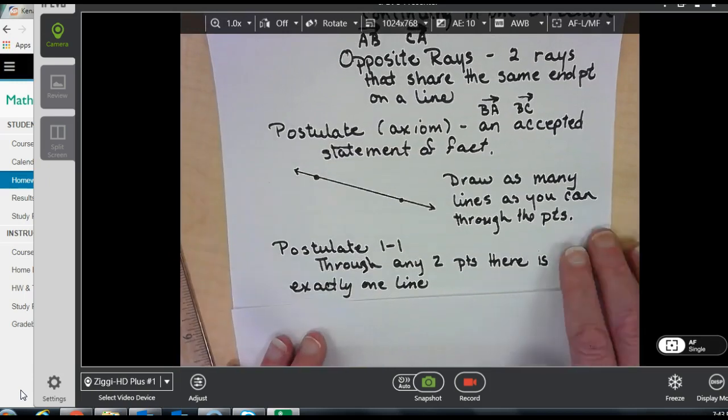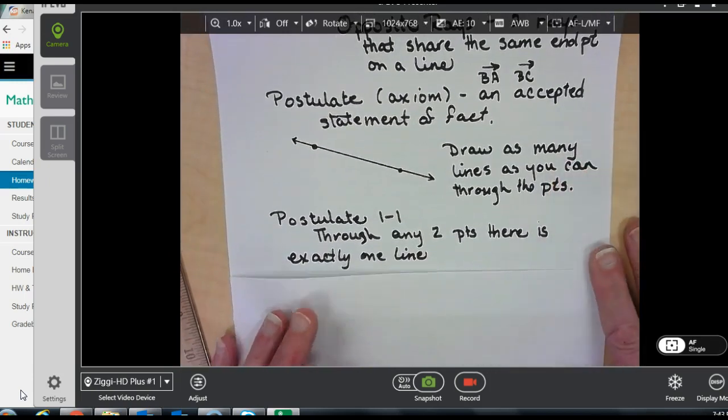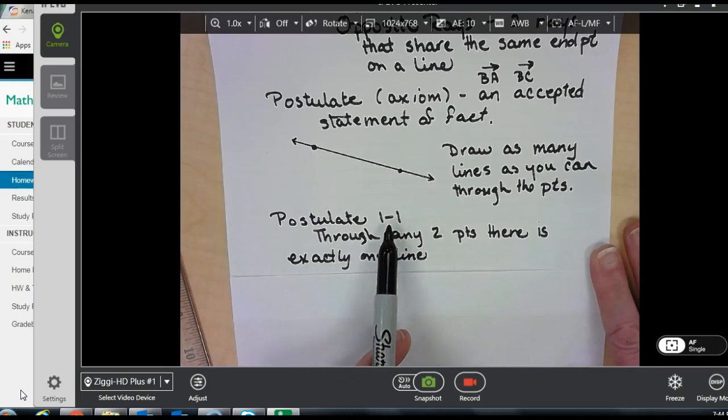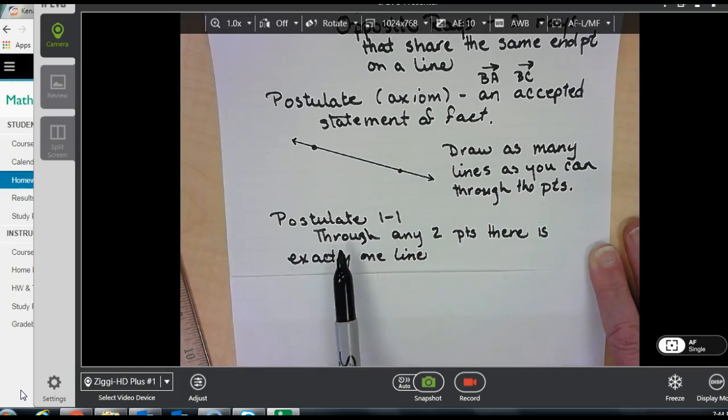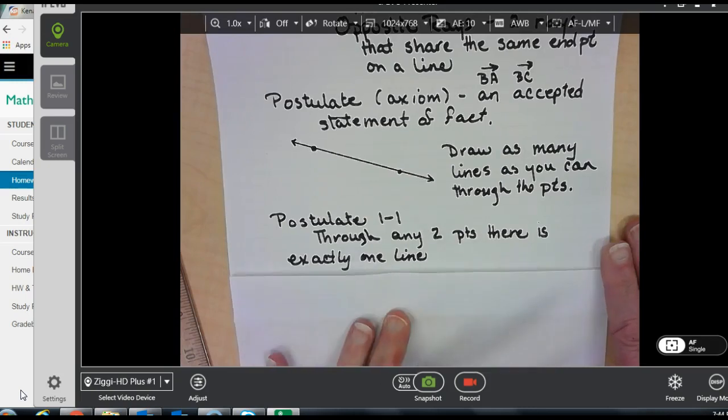So postulate 1-1, and they use numbers with it. You don't need to put the number. 1 just means it's from chapter 1 and it's the first postulate in chapter 1. It's easier to just memorize what the postulate says than to remember a number, because when you have to write them later on, I'm not going to look for the number. I look for what it says. So the postulate says through any 2 points there is exactly 1 line.